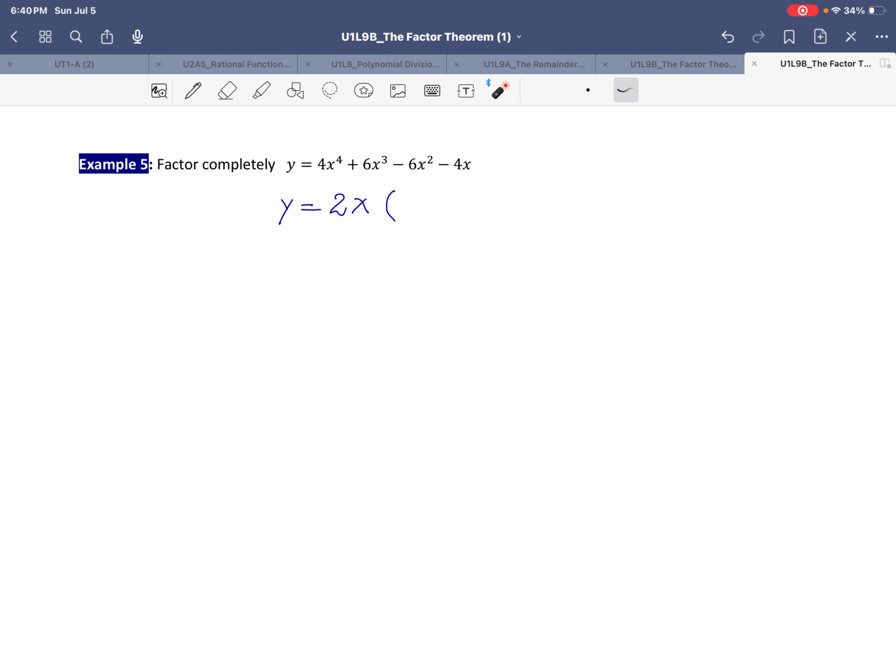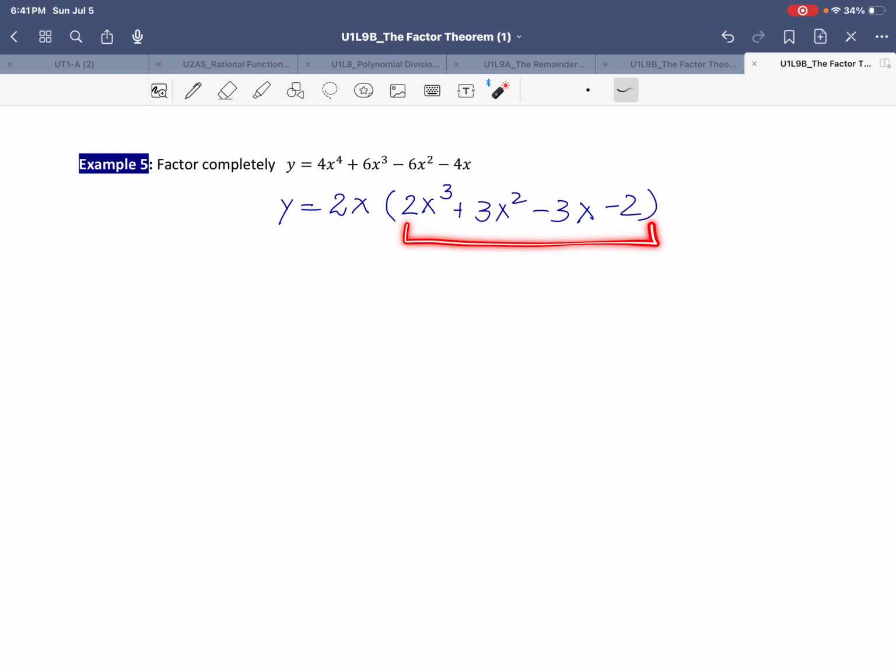So if you take 2x out of 4x^4, we're left with 2x to the power of 3. 6x cubed becomes 6 divided by 2, 3, and then x cubed divided by x is x squared. Negative 6 divided by 2 is negative 3, and x squared divided by x is x, and negative 4x divided by 2x is negative 2. So we have created our first factor, found the first factor already. That was nice and easy.